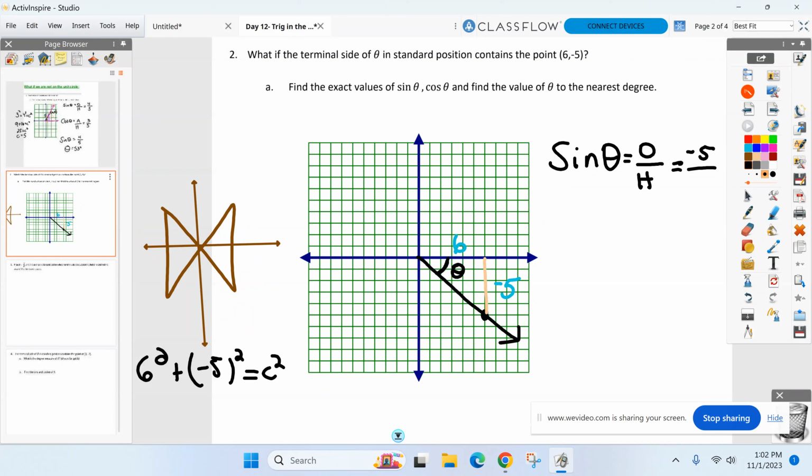What do you guys have so we can have consensus here? Square root of 61? 36 plus 25, yep.